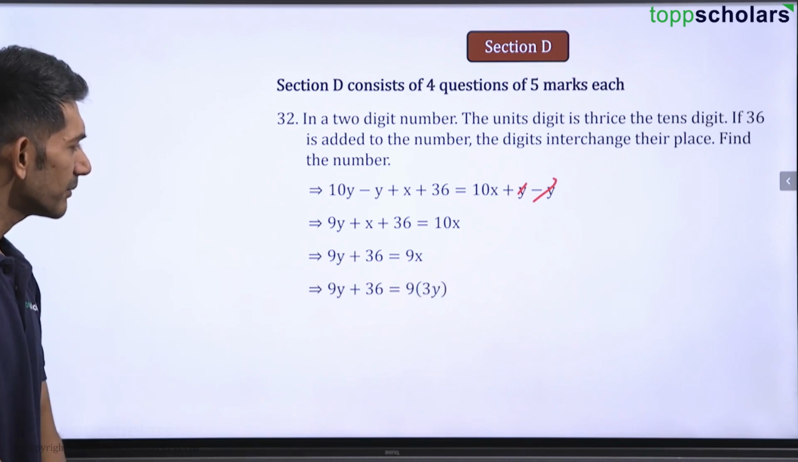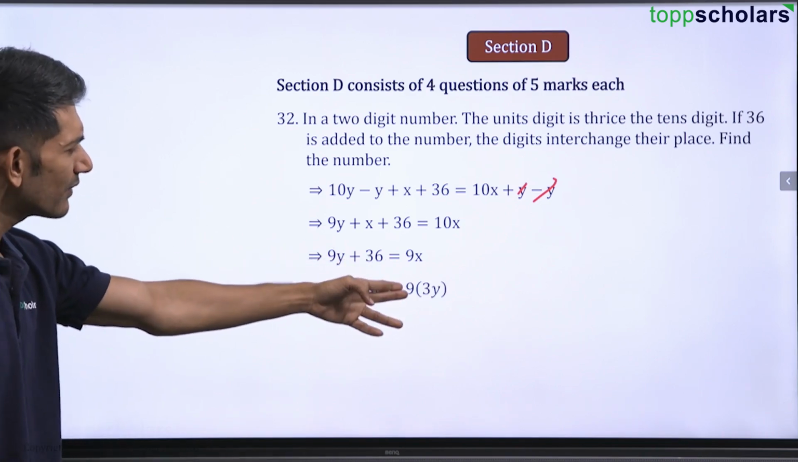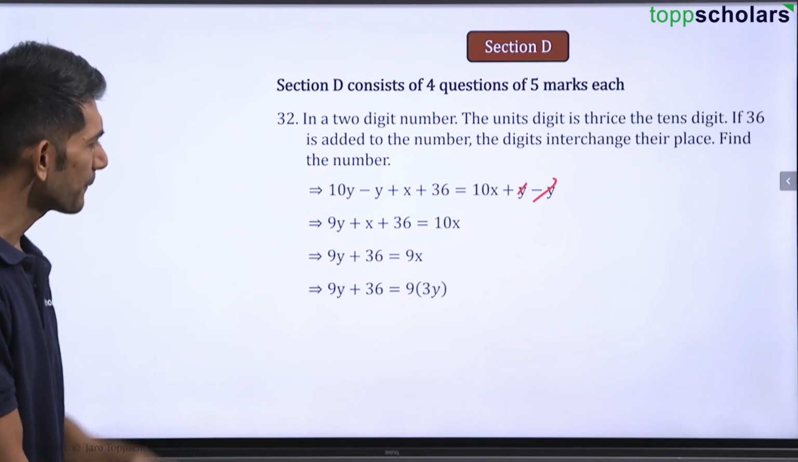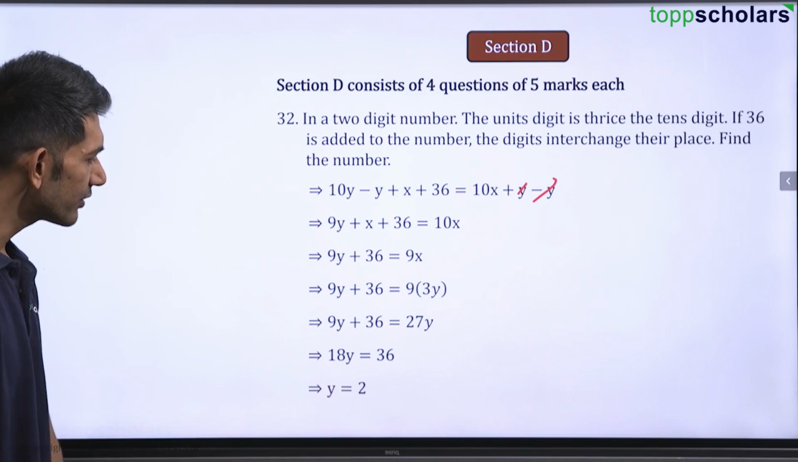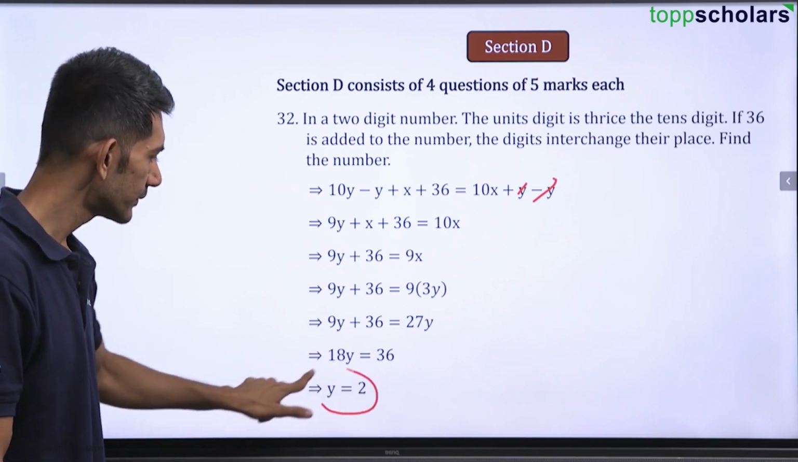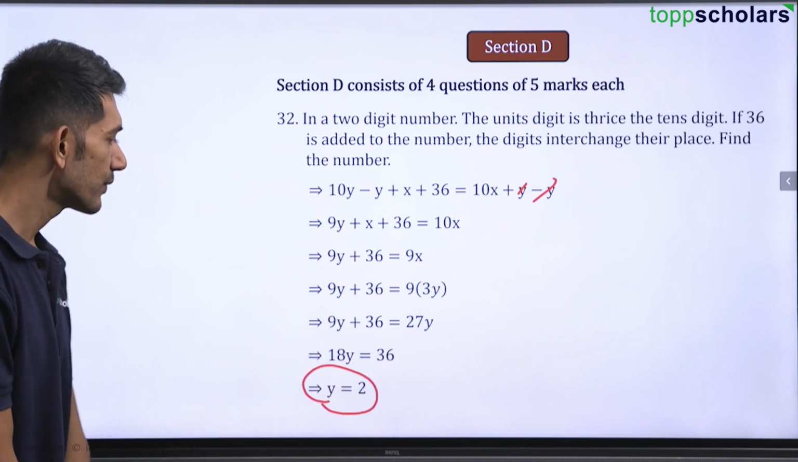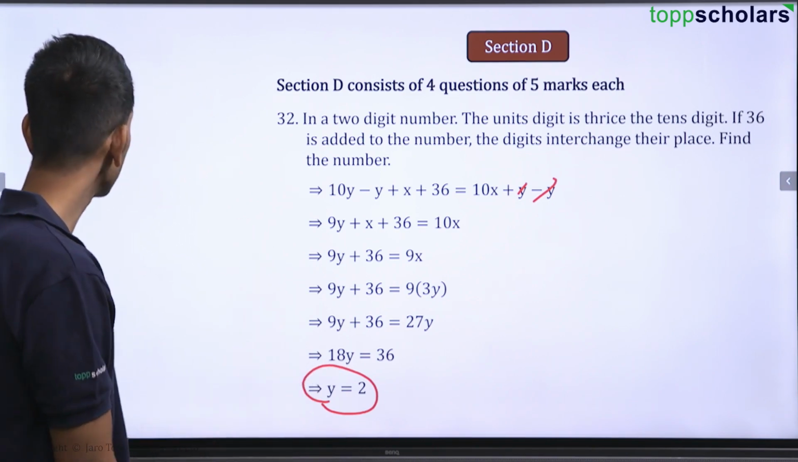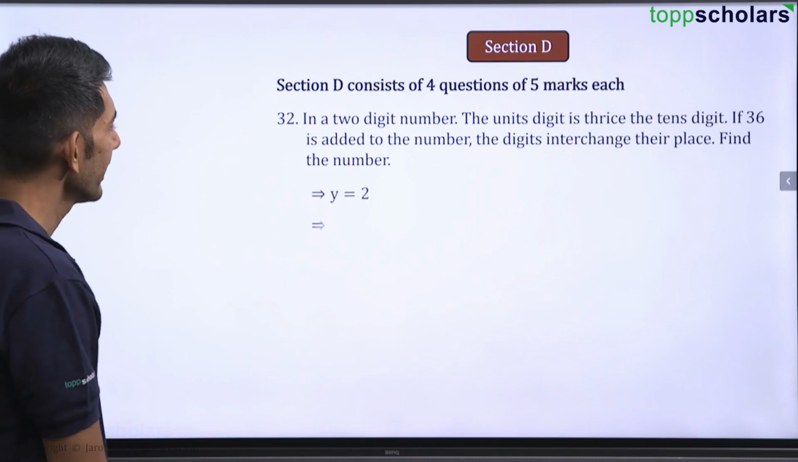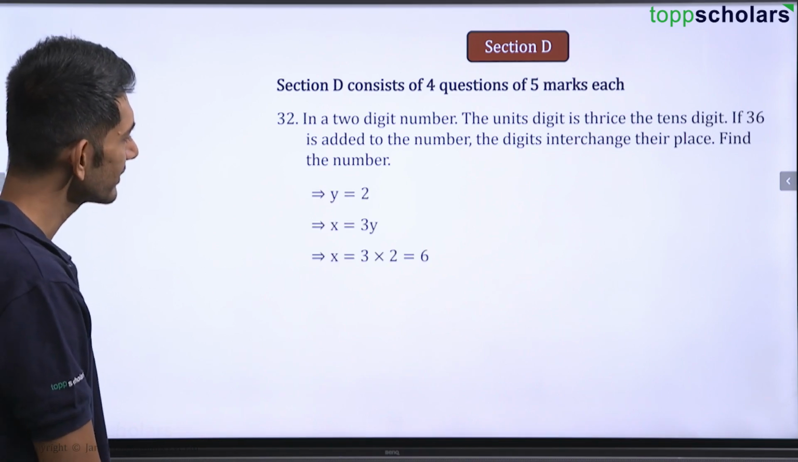You divide that by 4 if you want, or put the value of x as 3y directly to get the value of y. So the value of y you will get is 2, because 18 divided by 36 is 2. Y is 2, x is 3y. X is 3y, that is 3 into 2. So can I say x is equal to 3 into 2, that is 6.